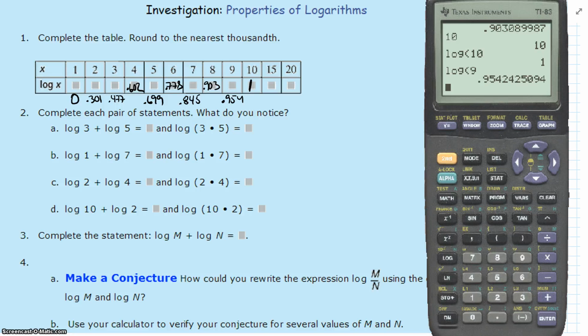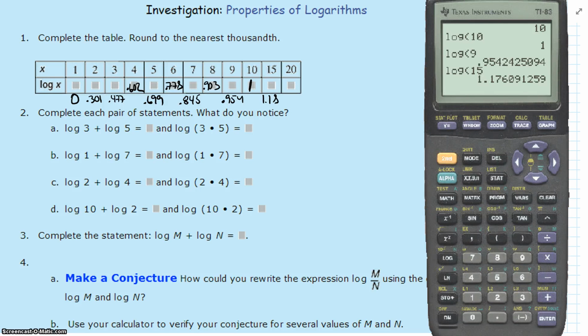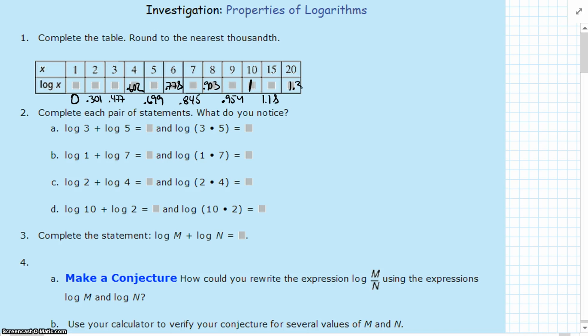Then log of 15, 1.176, so 1.18. Log of 20, 1.301. Okay, so let's compare in each statement.